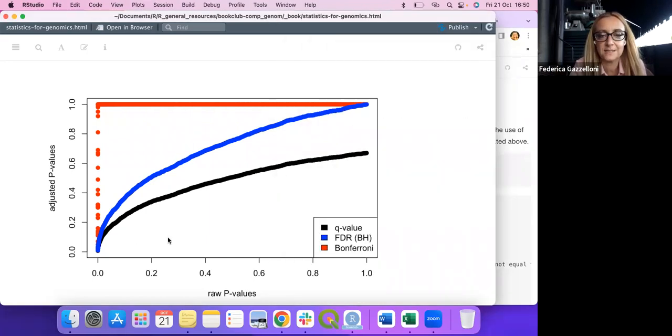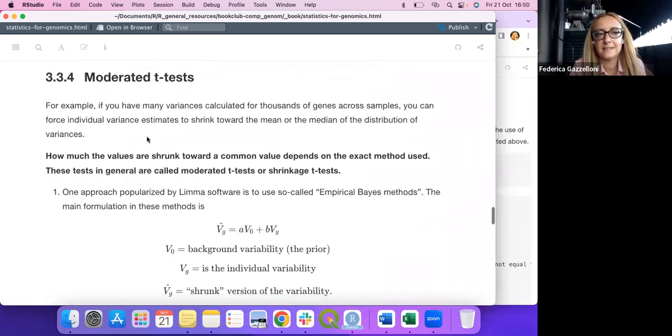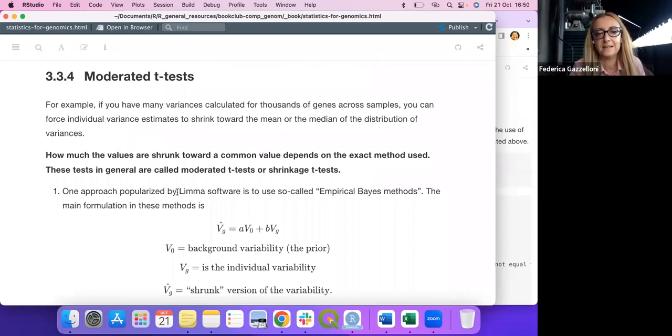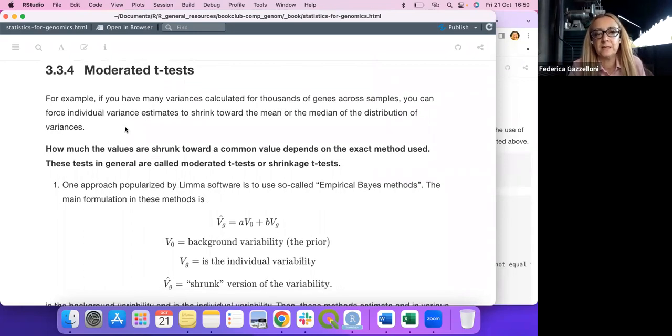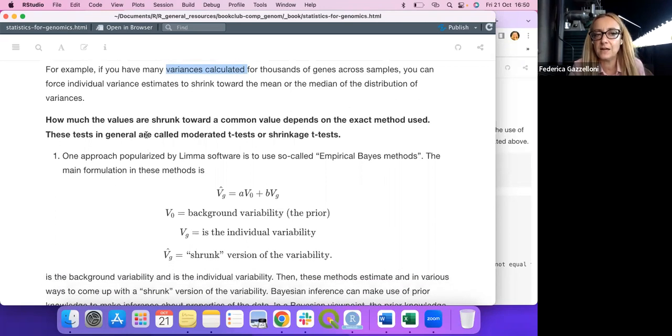Okay, let's go forward and see. This is the part which is interesting. Basically, if you have many variances that you have calculated for thousands of genes across samples, you can force individual variance estimates to shrink towards the mean or the median of the distribution of variances. How much the values are shrunk towards a common value depends on the exact method used. These tests are in general called moderated t-tests or shrinkage.